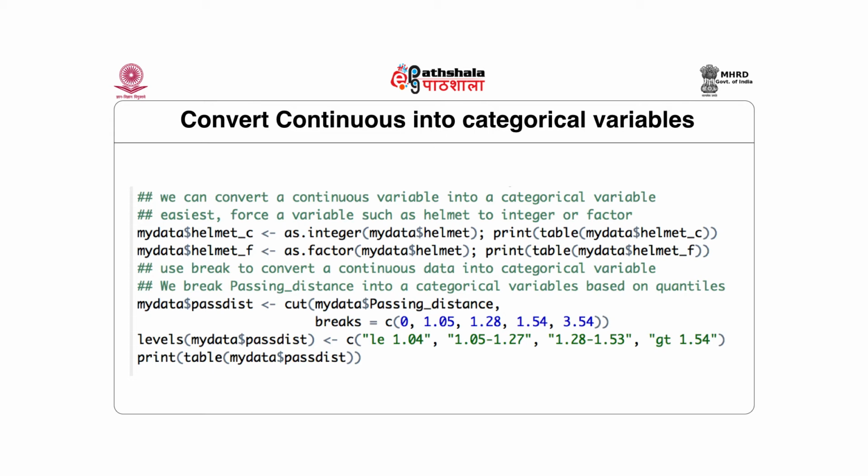So I have summarized earlier the passing distance variable, and then I have used 0, 1.05, 1.28, 1.54, 3.54 as these several cut points. And then I have specified that, after I have cut them, these are the levels to which I'm going to coerce them. So I'll say less or equal to 1.04, 1.05 to 1.27, 1.28 to 1.53, and greater than 1.54. And so past dist is a new variable that I have created, and then I have printed a table of this. So this is where the summary bit comes into the picture.